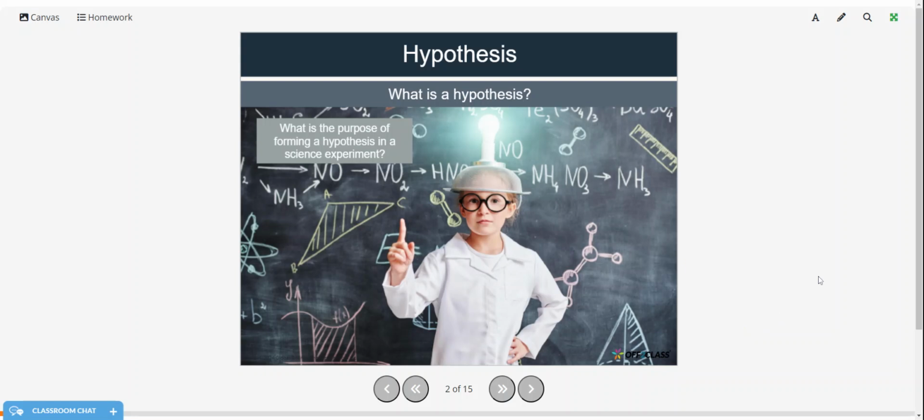This is a B1 level science lesson, and today we're going to be talking about generating a hypothesis. So what is a hypothesis? And what is the purpose of forming a hypothesis in a science experiment?